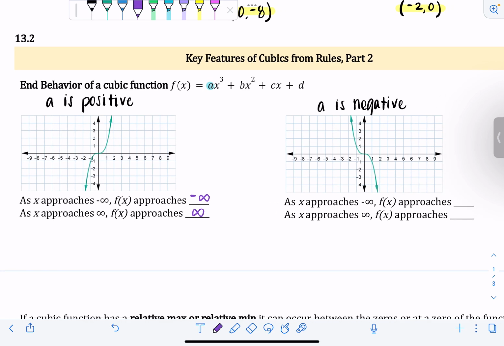So as x approaches negative infinity, that's the graph going to the left. The left side of my graph finishes upward. So that means that f of x approaches positive infinity. And then as x approaches infinity, that's the right side of my graph. The right side of my graph goes down. So f of x approaches negative infinity. And notice here, same thing, it's finishing going in different directions. One side is up, one side is down. So your end behavior should go in different directions as well.